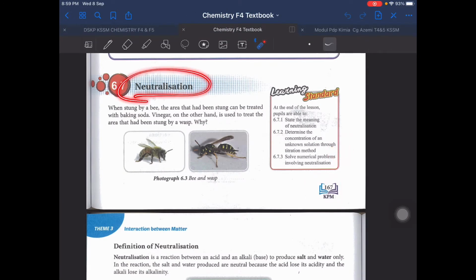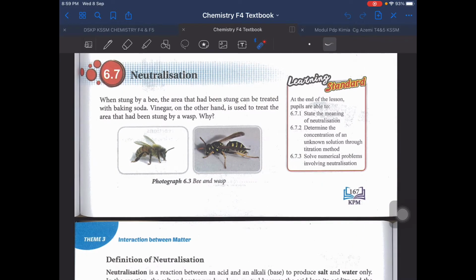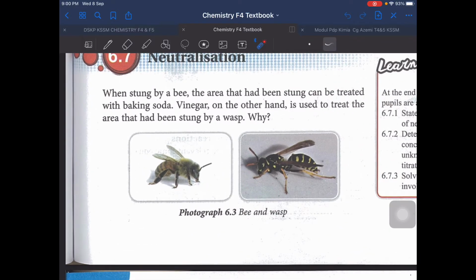Neutralization in Bahasa Melayu is peneutralan. These are the two different pictures that you see. One is a bee and one is a wasp. According to the notes in your textbook, when stung by a bee, the area that has been stung can be treated with baking soda. Vinegar, on the other hand, is used to treat the area that has been stung by a wasp. Why? As you all know, baking soda is a type of alkali. Vinegar is a type of weak acid.